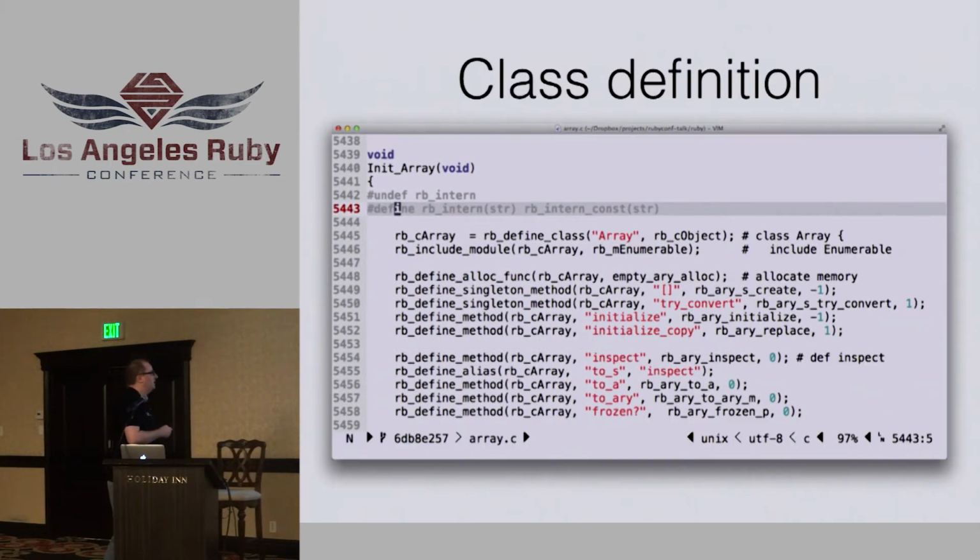This is the Array. So class definition, if you want to define a class from scratch in C, you can actually do it. And most of the built-in classes that come with your Ruby installations are actually implemented completely in C. And this is pretty much how they are done.